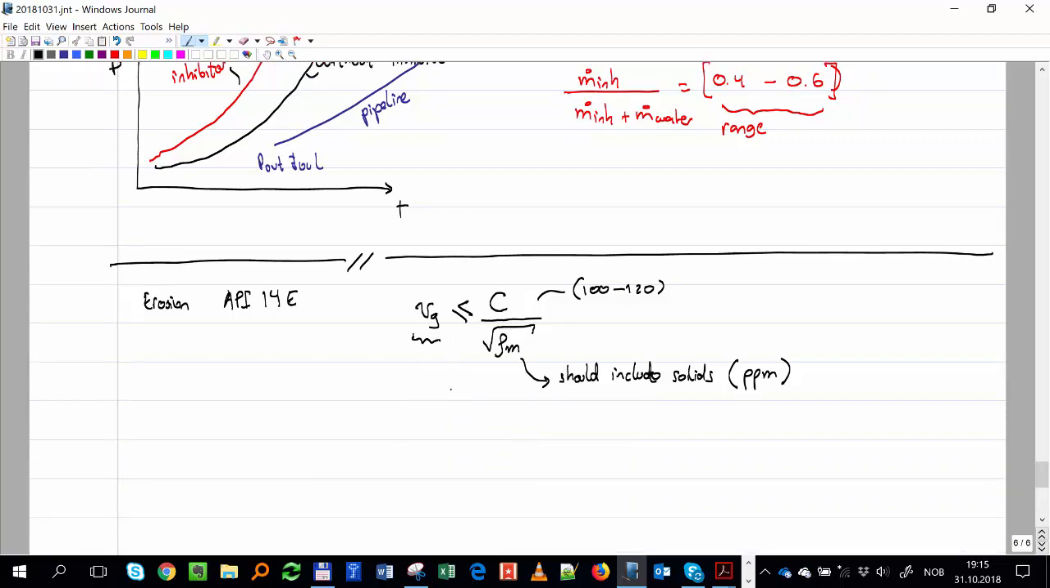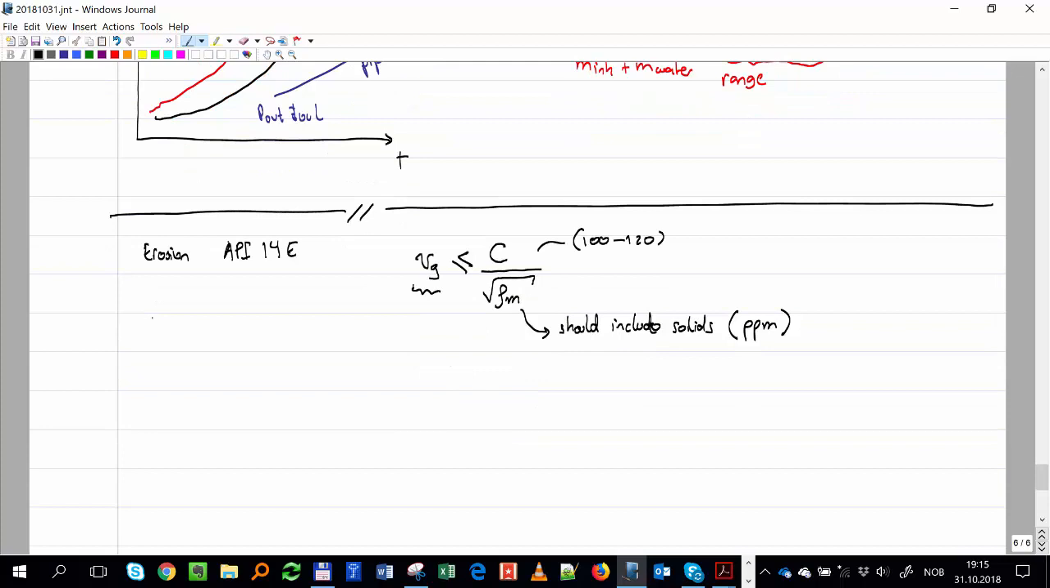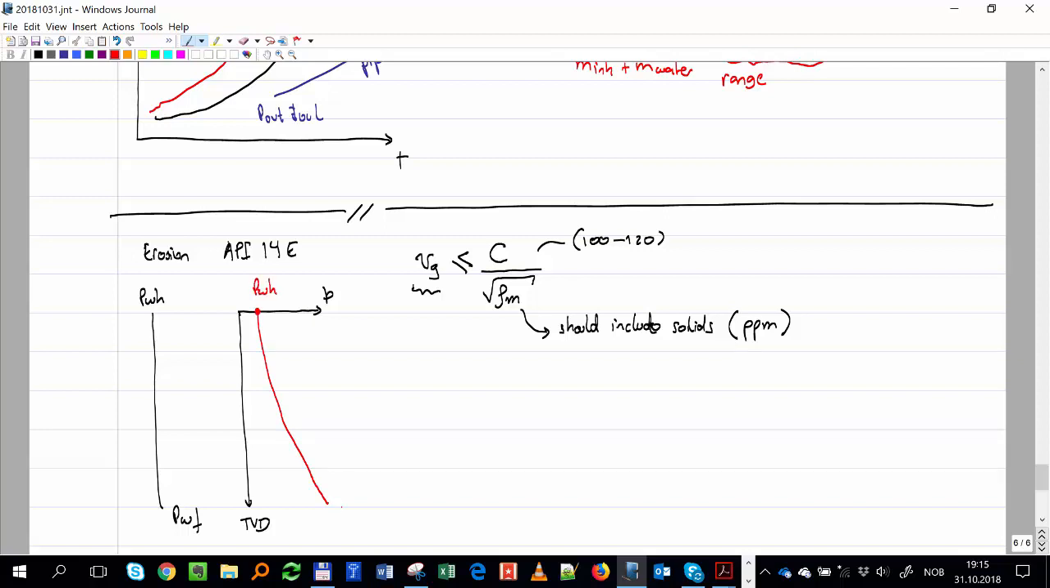If you remember, we did an exercise already, right? We have a wellhead, or we have a pressure, and if we plot here the pressure versus TVD, how does it look? It looks something like that, right? It's just decreasing until I reach P wellhead. And this is PWF.